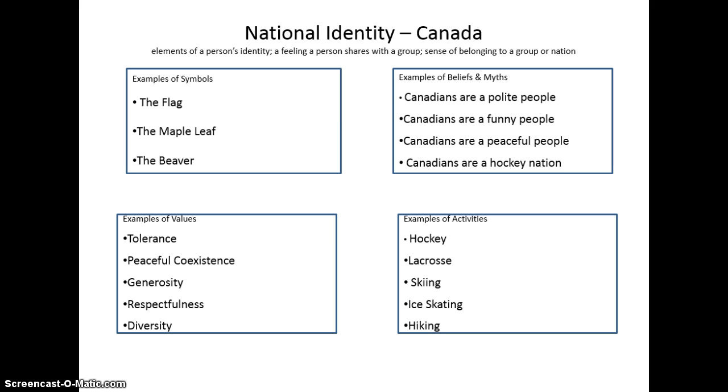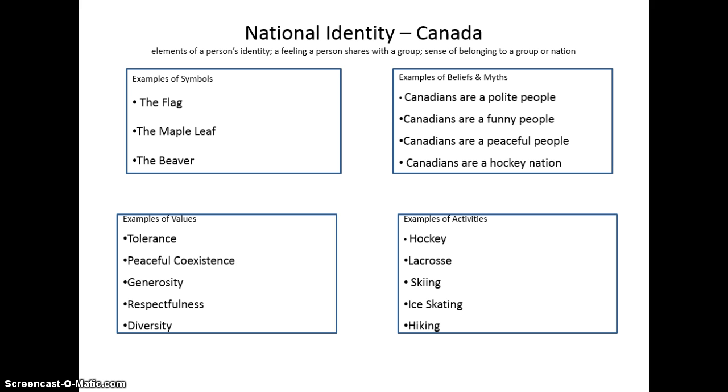And of course, hiking. Canada is a very large country. We're the second largest country in the world. We have beautiful scenery, great national parks, lots of mountains, lots of coastal areas. So hiking becomes an important and popular activity, and it's an important element of our national identity.